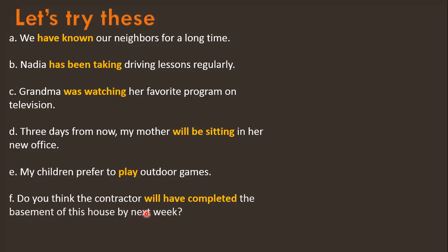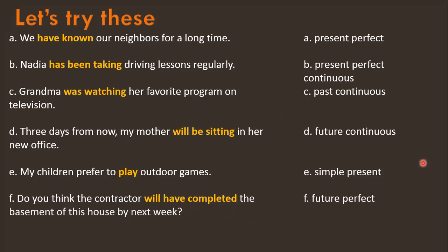Do you think the contractor will have completed the basement of this house by next week? It's future perfect continuous. Exactly. It's not continuous, it's only future perfect. Hamza Mustafa, it's only future perfect, beta. It's not continuous because it doesn't have an ing, okay? And doesn't have a been. So it's future perfect only, okay? So now you can have a look here. Which tenses are these? Okay, so let's move on, I think.